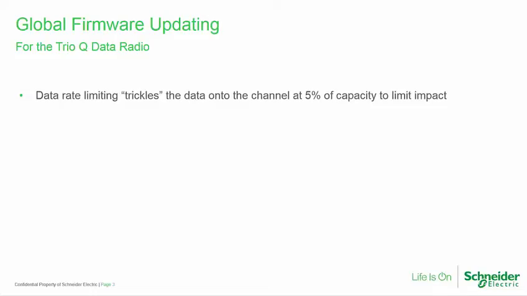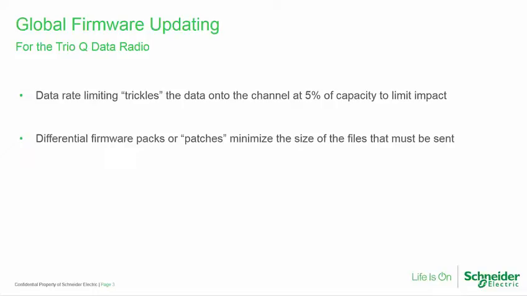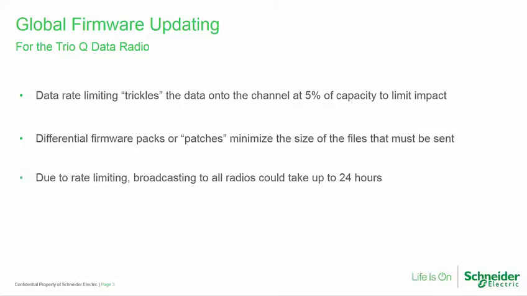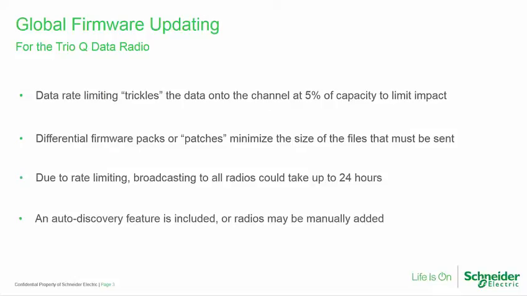To minimize the impact on an operational radio system, firmware data is trickled onto the radio channel at only 5% of the channel capacity. Also, it is typically not necessary to send a full firmware file to each radio. Instead, a much smaller patch file containing only new code can be sent. A global firmware upgrade can take up to 24 hours to complete, but this is far quicker than the alternative. As an added feature, an auto-discovery capability has been built into the tool to ensure radios can be found easily.